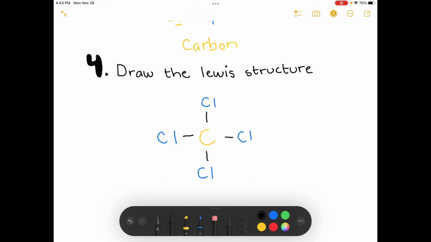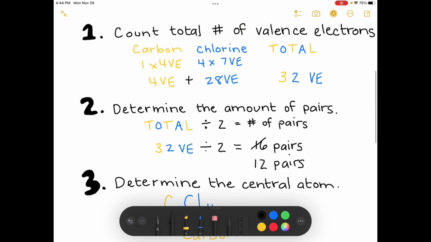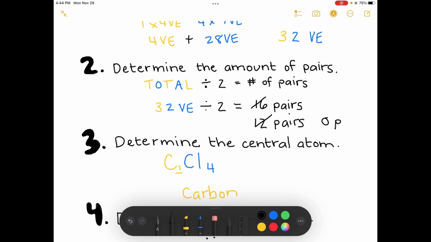With this, we need to ensure that each atom follows the octet rule, so we want to fill the octet for all atoms and see what is left over. As I'm drawing these lone pairs, we can count that each chlorine atom gained 3 lone pairs. That means 12 pairs were used, so now we have 0 pairs left.